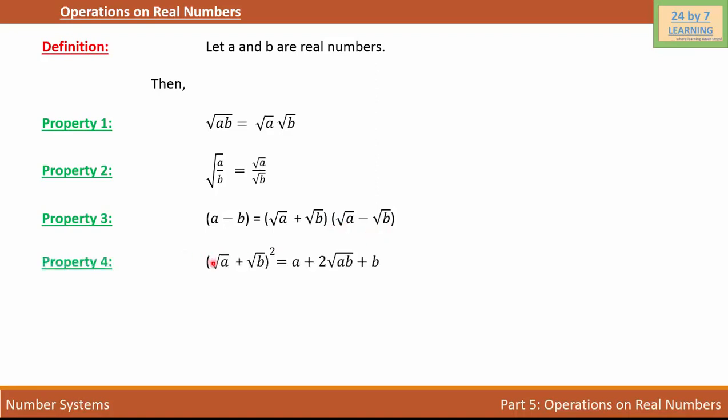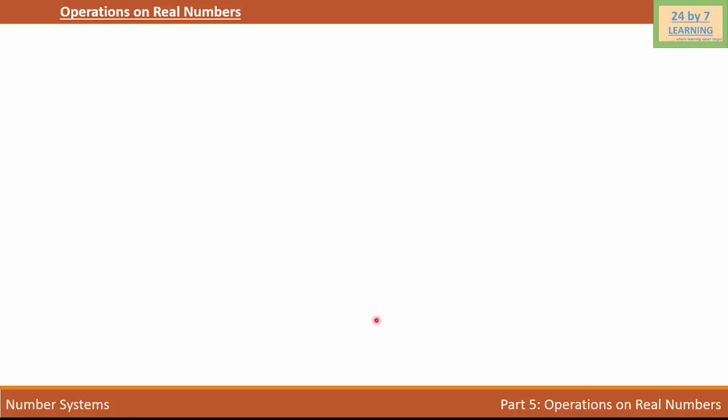Property 4. (Square root of a plus square root of b) whole square is equal to a plus 2 square root of ab plus b. Property 5. (Square root of a minus square root of b) whole square is equal to a minus 2 square root of ab plus b. Let's consider some examples of operations on real numbers.